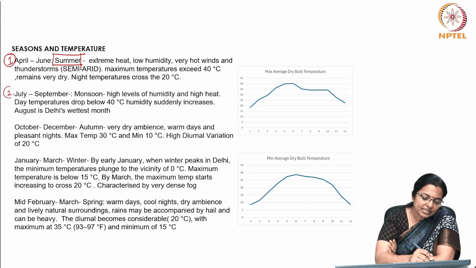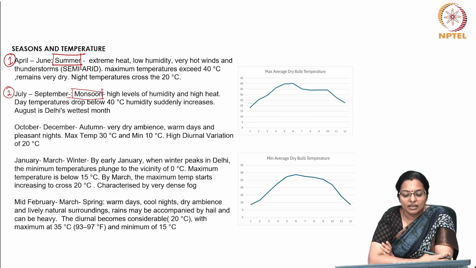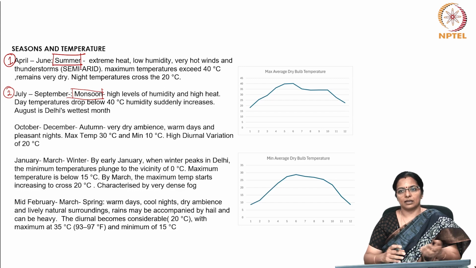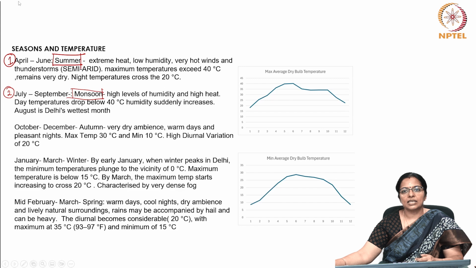The second season is between July to September, which is a monsoon season. Here high levels of humidity and high heat are its characteristics. Day temperature drops below 40 degrees centigrade and humidity suddenly increases. August is Delhi's almost wettest month.